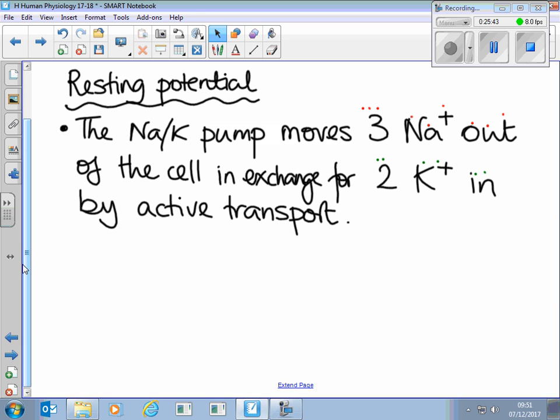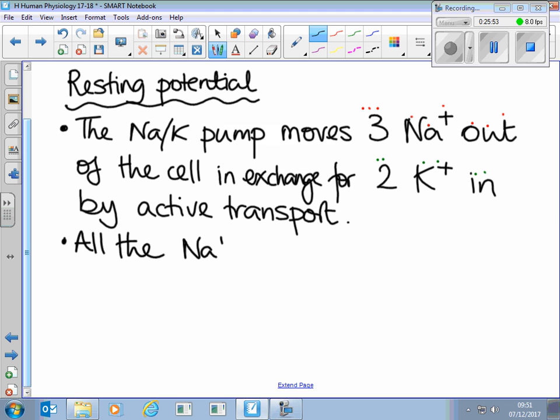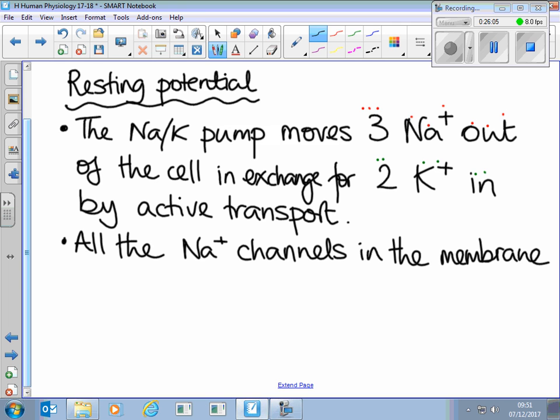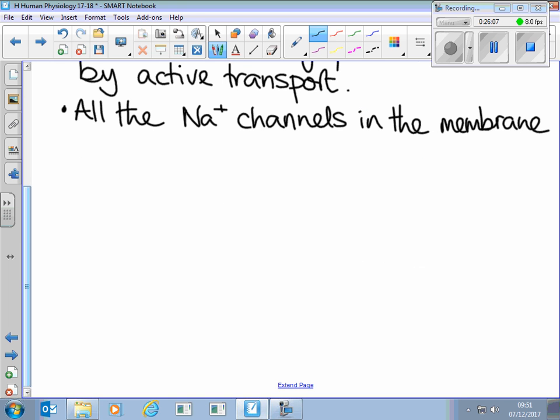But let's clarify that. All the sodium ion channels in the membrane are closed at this point, which implies they will open, and they do, but not yet.